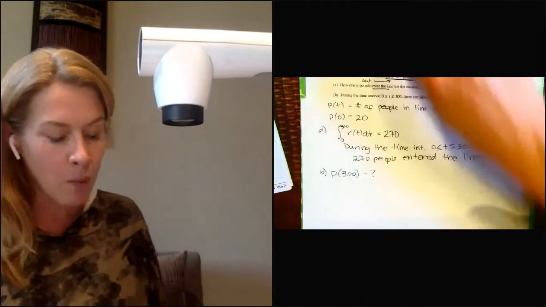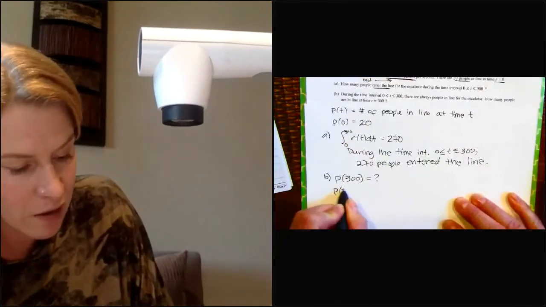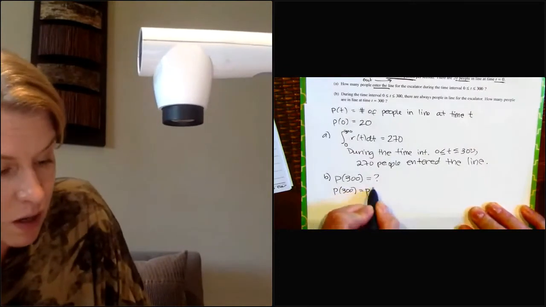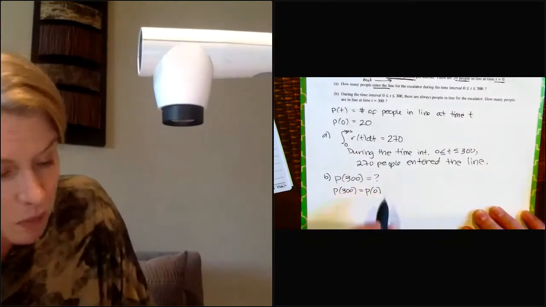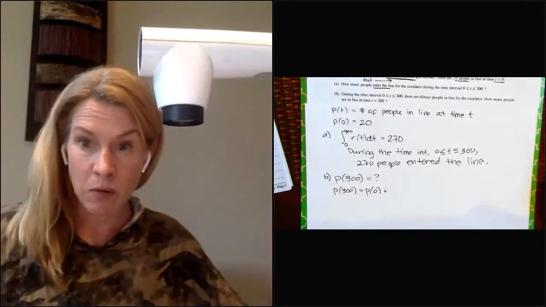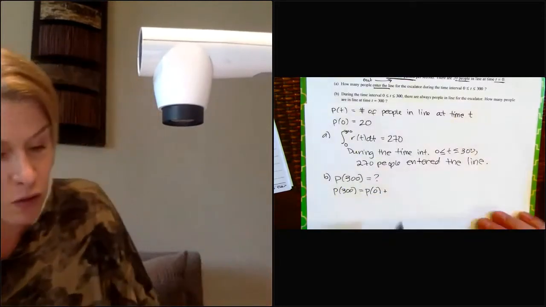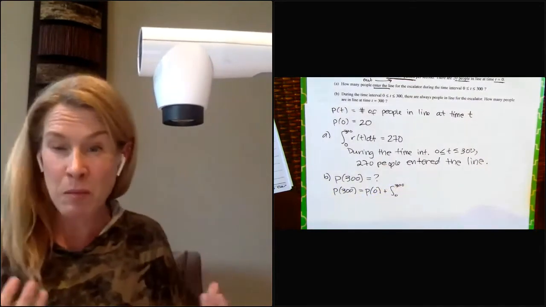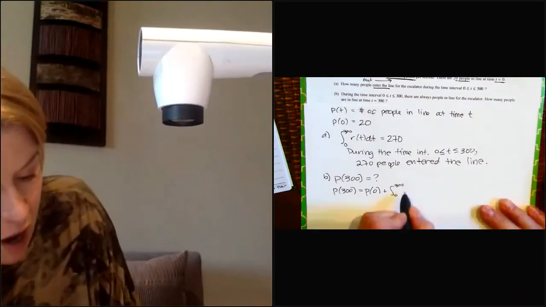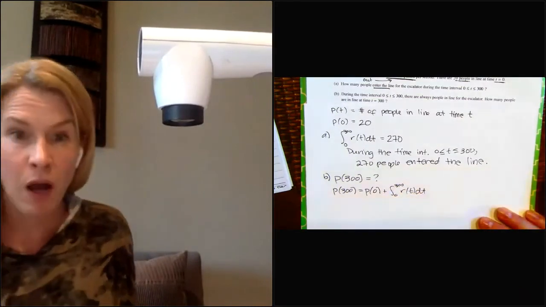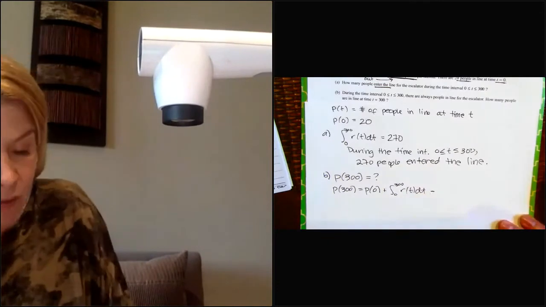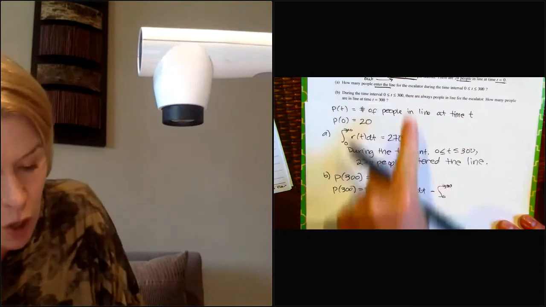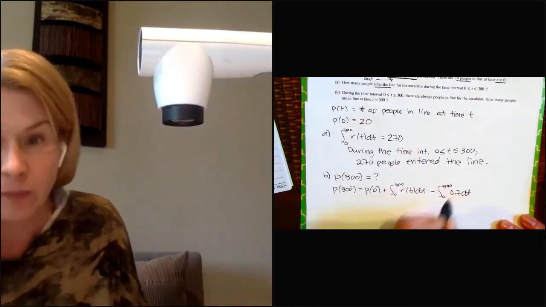So some finer details here. I know that the number of people at time 300 is going to be that initial condition, so P of 0, plus the change in the number of people from time 0 to time 300. So we are going to integrate from 0 to 300 the change in the number of people. There's two ways you can express this. You can say, I'm going to integrate R of t, that's the people coming in, and then subtract from that the integral from 0 to 300 of my out rate, which was 0.7 dt.